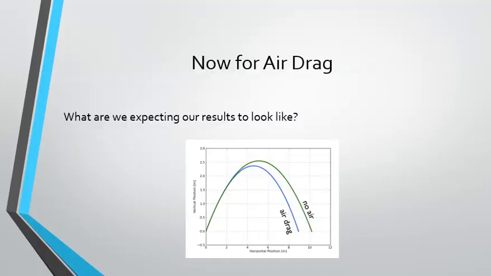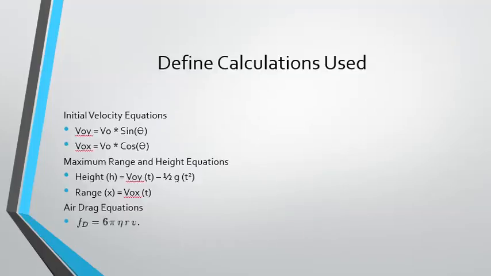Now for air drag. This is what we're expecting our results to look like. We know that it's going to have less height, less range, obviously due to the air drag. So this is what we're expecting. Again, the calculations we used are the same velocity equations and range and height equations, but this time we're also using an air drag equation.